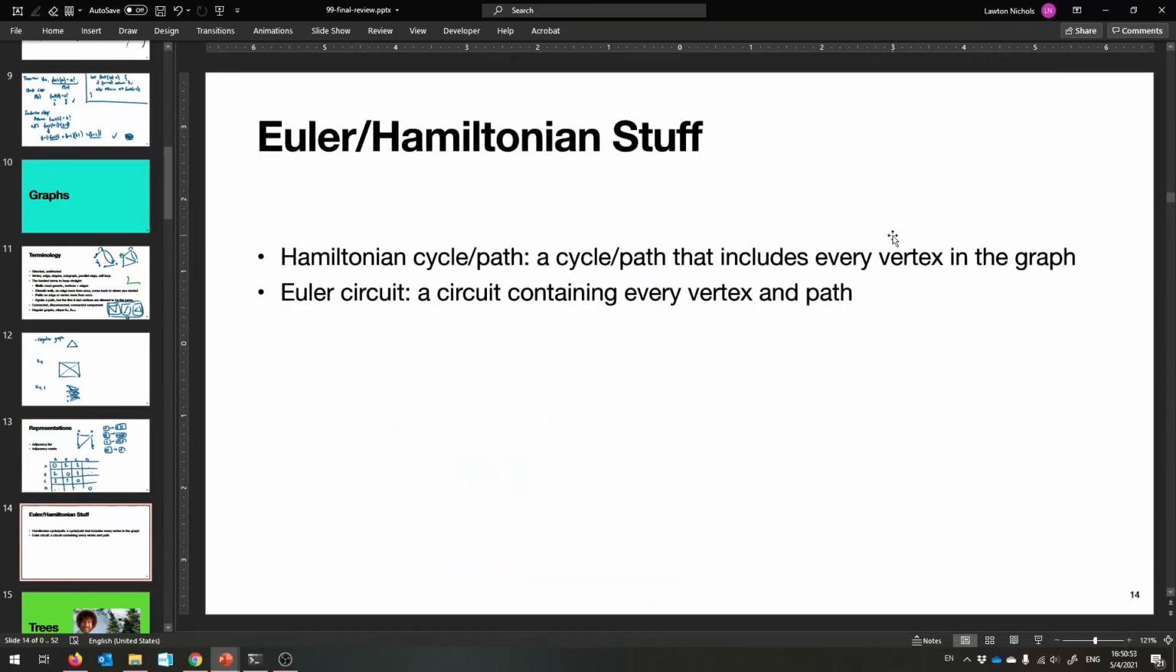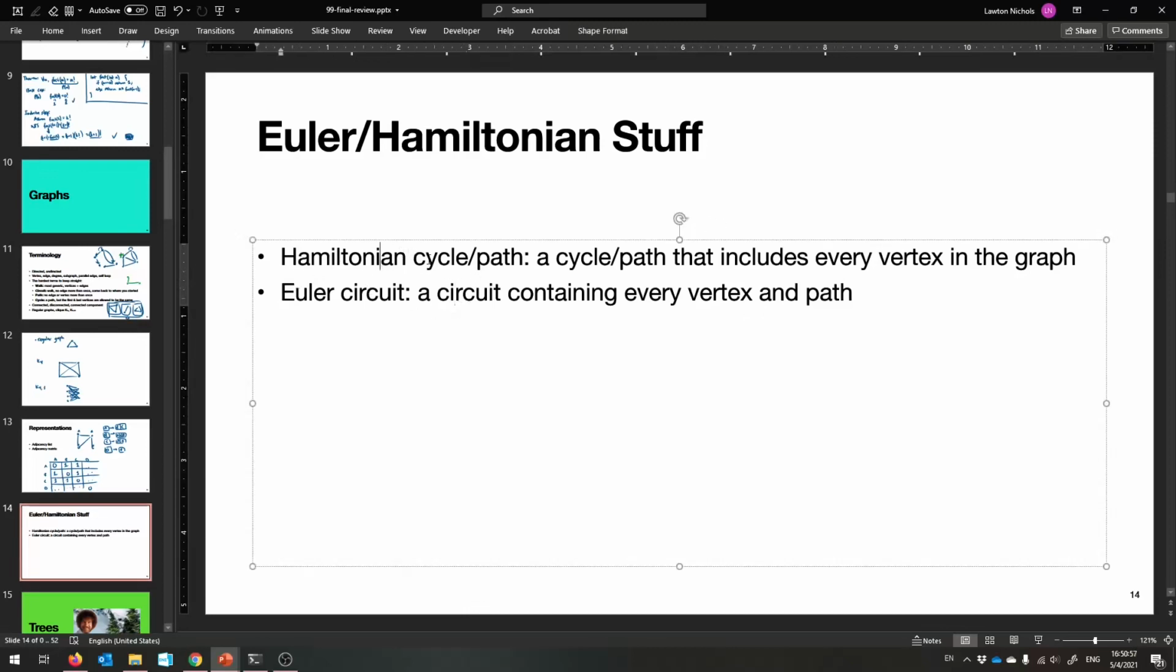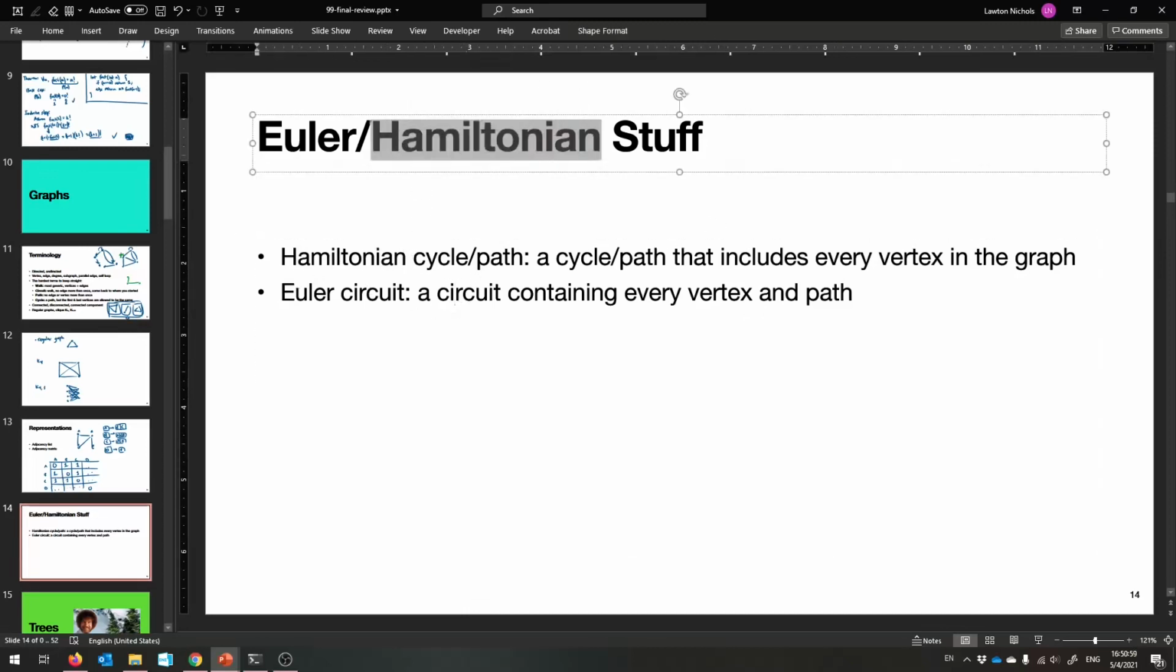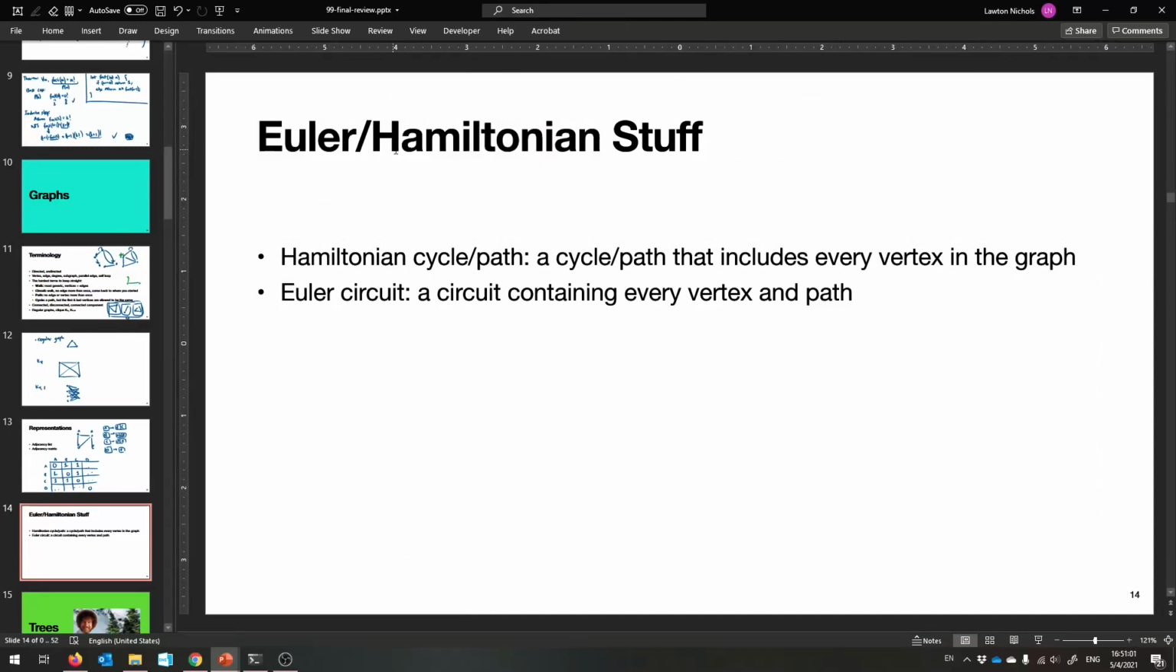And that finally brings us to circuits and paths and cycles with people's names attached to them. So I think Hamiltonian cycles and paths are the easiest one to talk about. So a Hamiltonian cycle / path is a path, or let's do cycle first. That one's easiest. So a Hamiltonian cycle is just a cycle that includes every vertex in the graph. There might be extra edges, doesn't really matter.